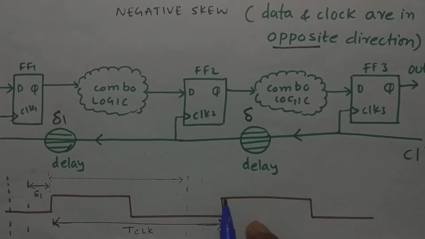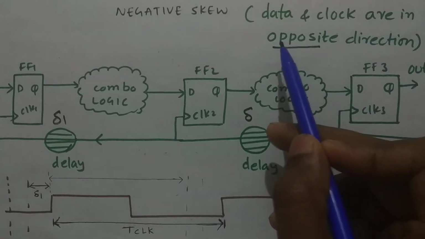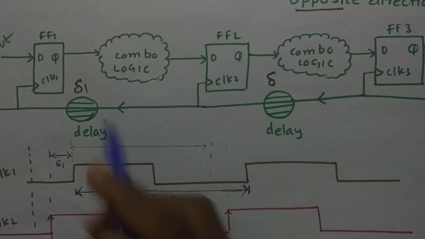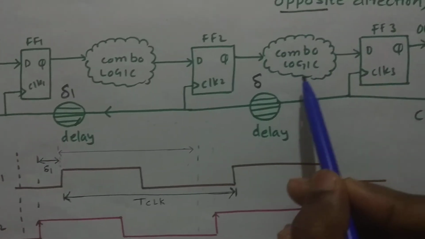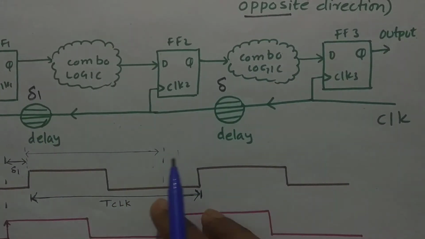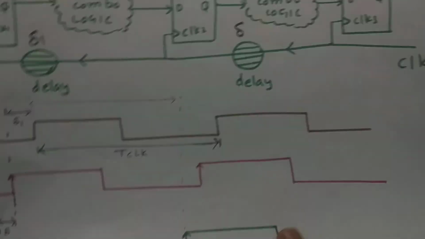So as you might have guessed, negative skew means data and clock are in opposite directions. As you can see from this example, the input data is coming from left to right, and the clock is coming from right to left. As a result, we will have a different timing diagram compared to the positive skew. Let's look at the timing diagram.